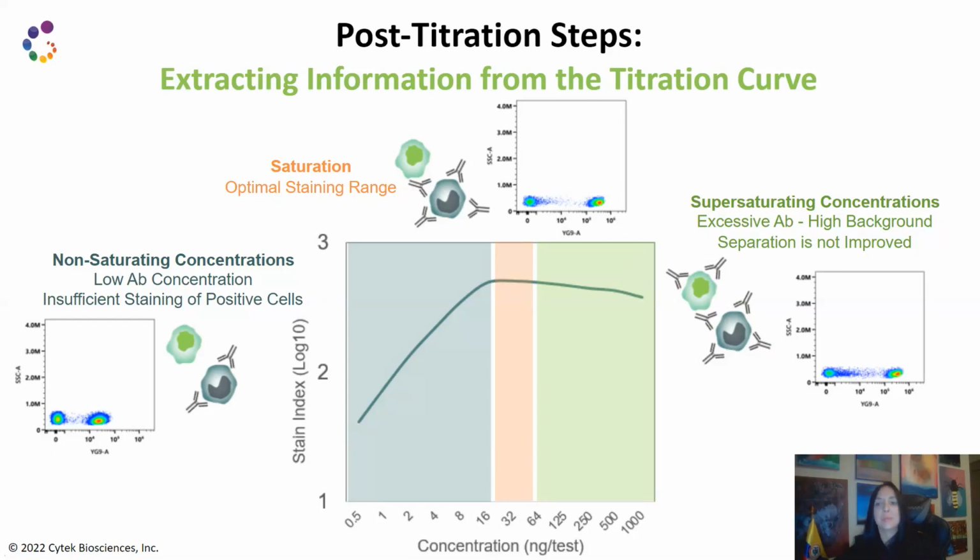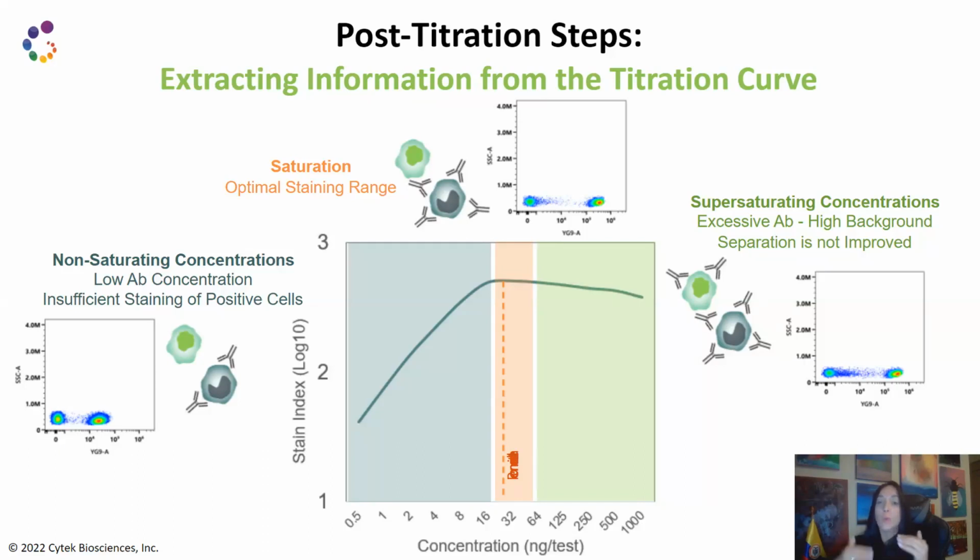You are now getting higher background. Separation is not improved. If we look at the pseudocolor plot, positives are almost at the same MFI. We were seeing that in the concatenated image as well. But now the negatives look different. There's a lot of spread. In CD4, maybe that's not that critical. I know where the positives are still, but for molecules that are dimly expressed, that's going to have a high impact. So once again, the optimal titer is going to be right in that saturation phase.